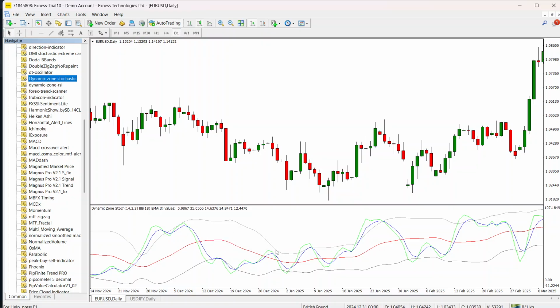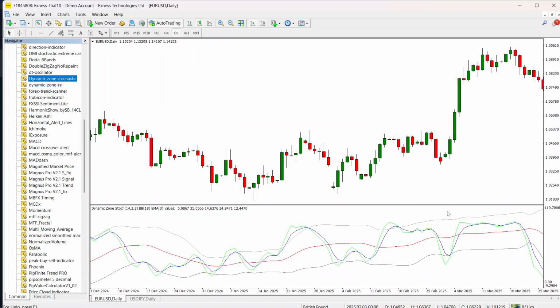Now, how do you use this to get your signals? When the stochastic crosses over the lower dynamic line or level, it generates a bullish signal. As you can see here, if you look very closely, you see the stochastic line crossing below, followed by bullish momentum. It happens here again and here.